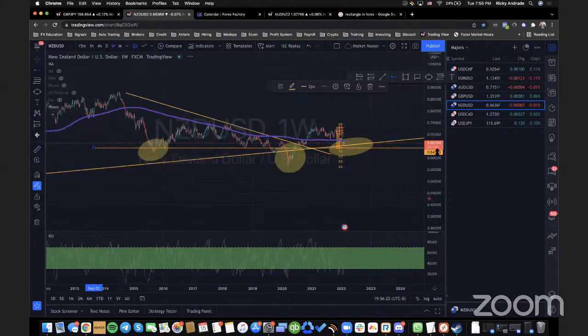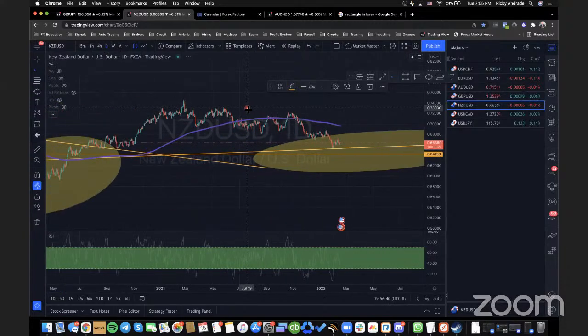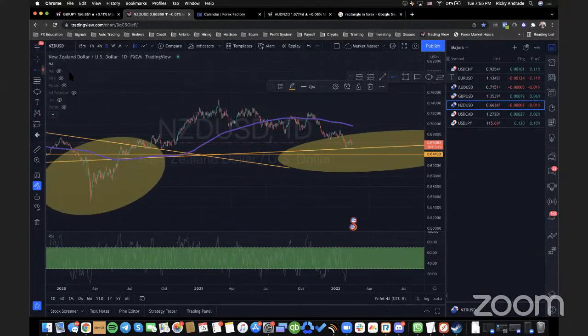And by knowing that, we know that right now it's on a downtrend, but there's potential for that reversal. Let's get this support right here.